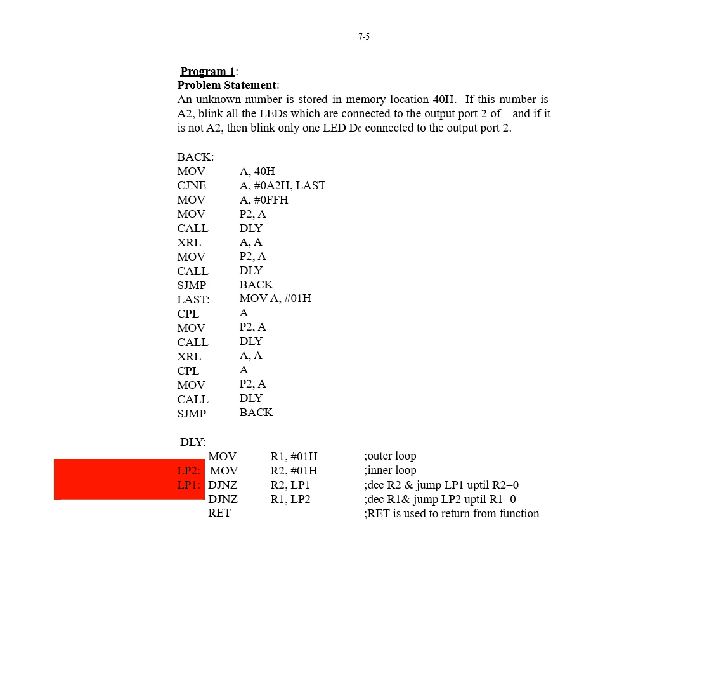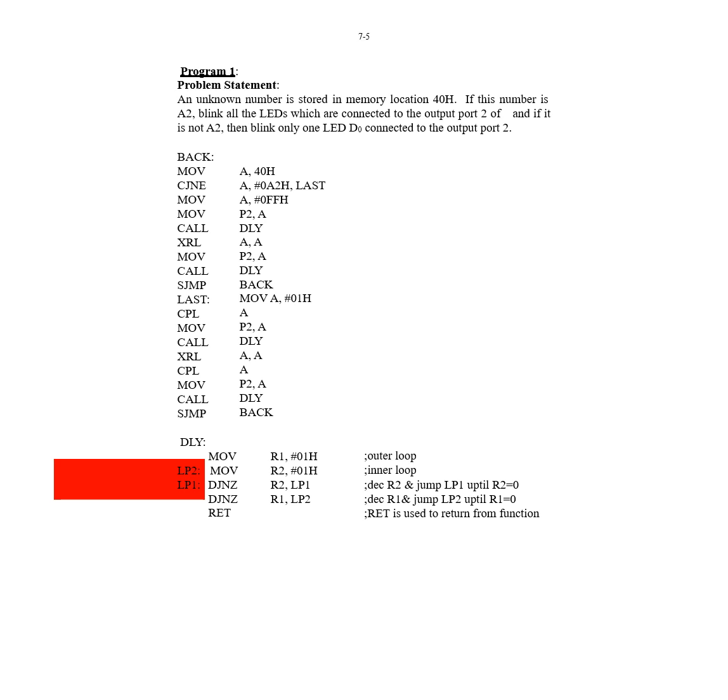Okay, now another example. An unknown number is stored in memory location 40. If this number is odd, blink all the LEDs which are connected to output port 2, and if it is not odd, then blink only one LED. So we want to check whether the number in memory location 40 is odd or not. If it is odd, blink all the LEDs. If it is not odd, blink only one LED.